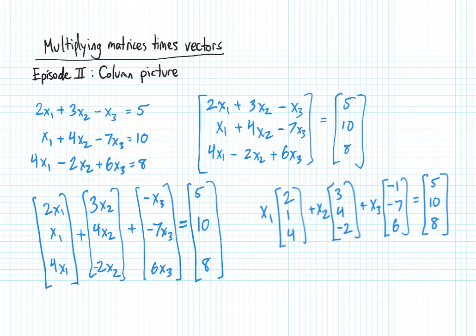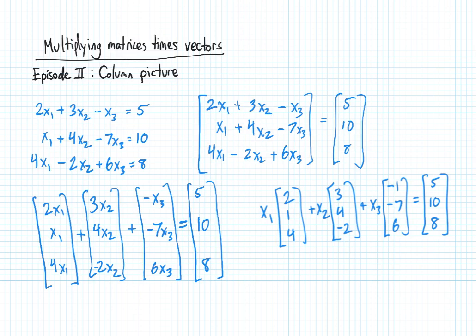And this is something that we can actually interpret sort of geometrically, which is to say that we have these three vectors, (2, 1, 4), (3, 4, -2), and (-1, -7, 6). And when we solve this system of equations, what we're trying to do is find scalars x1, x2, and x3, such that when you multiply these scalars times the vectors and add them all together, you get (5, 10, 8).